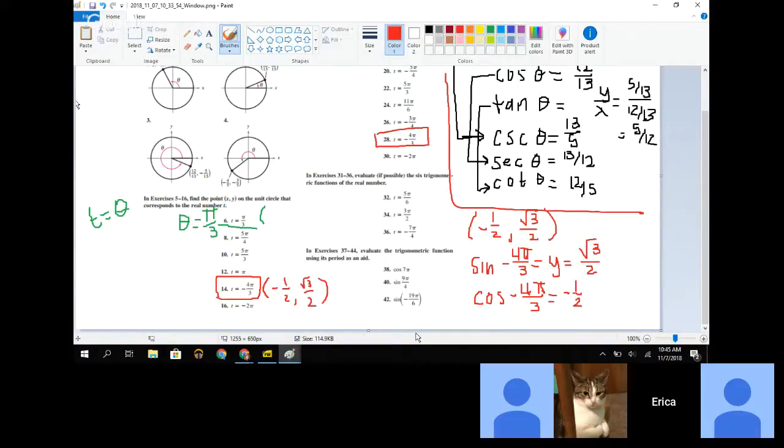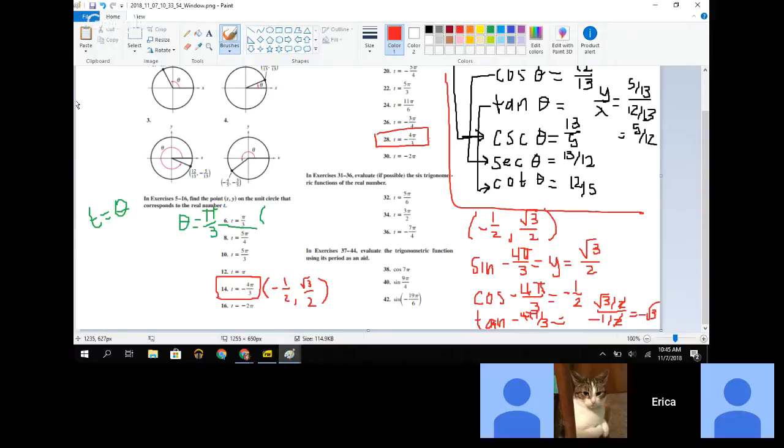And the tangent of negative 4 pi over 3 equals y divided by x. So it's square root of 3 over 2 divided by negative 1/2, and these end up canceling out, and you get negative square root of 3.